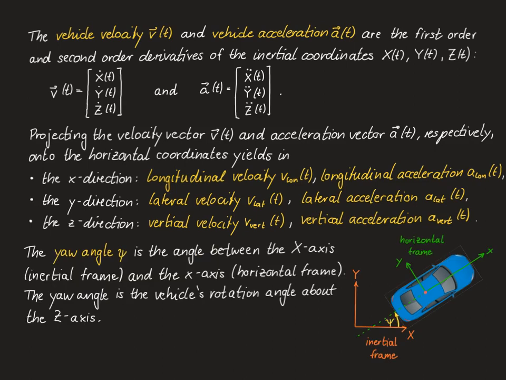The yaw angle of the vehicle, that we denote with a lowercase Greek letter psi, is the angle between the x-axis of the inertial frame and the x-axis of the horizontal frame. So you can also think about the yaw angle as the vehicle's rotation angle about the z-axis. And that's illustrated in the figure on the right-hand side here. The corresponding angular velocity, psi dot, is called the yaw rate of the vehicle.